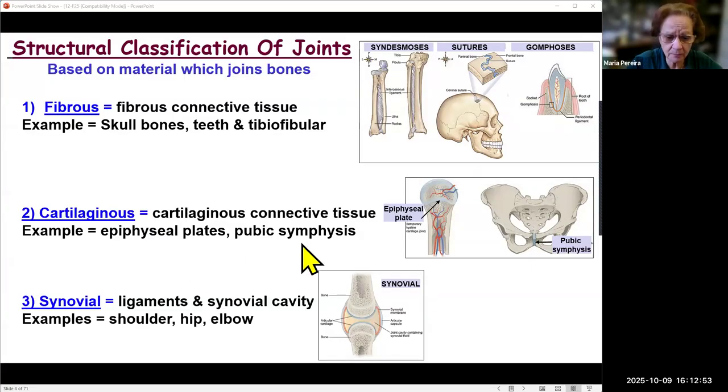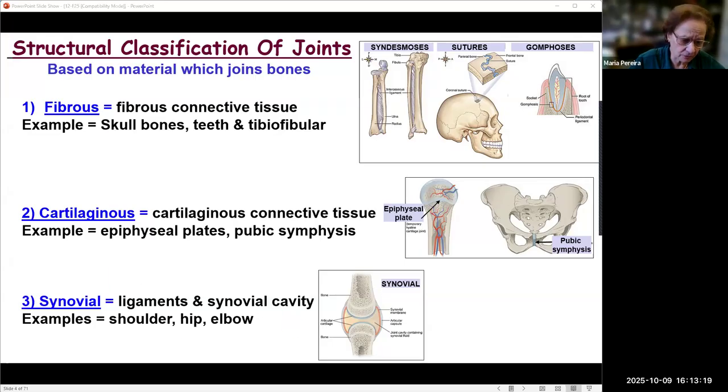Also the pubic symphysis. This is a very interesting area. So there are hormones that are produced by the ovaries. It's called relaxin. And as its name indicates, it relaxes this articulation so that during childbirth, it can expand.